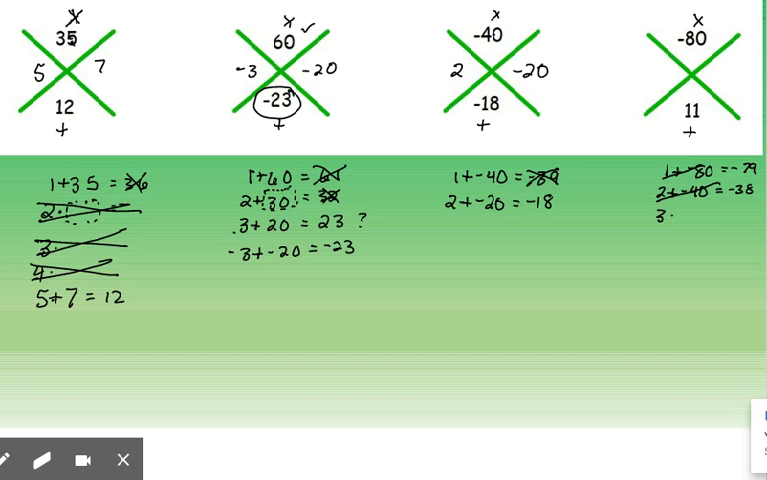Negative 80 divided by 3 is a decimal. So move on. 4. Negative 80 divided by 4 is negative 20. I'm getting closer. 4 times negative 20 is still negative 80. When I add this up, I get negative 16. Still not it, but I'm getting closer. 5. Negative 80 divided by 5 is negative 16. Well, 5 times negative 16 is negative 80. If I add this, I get negative 11.